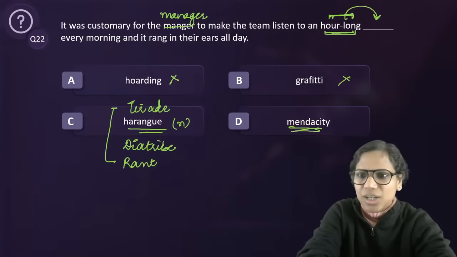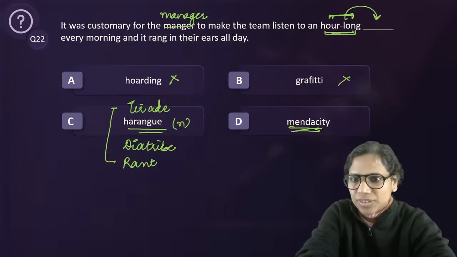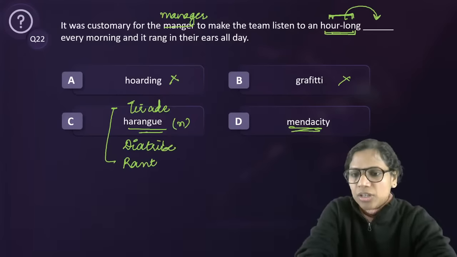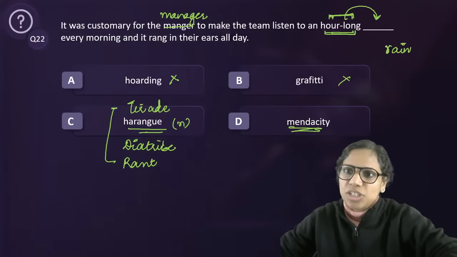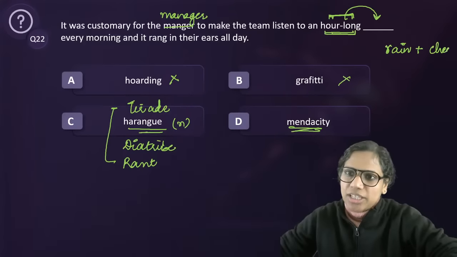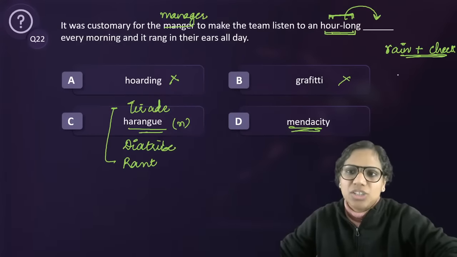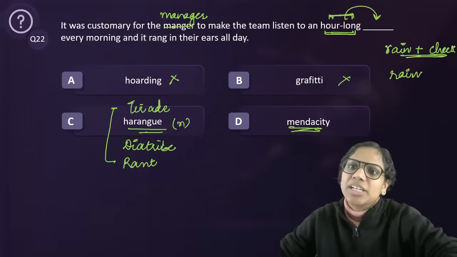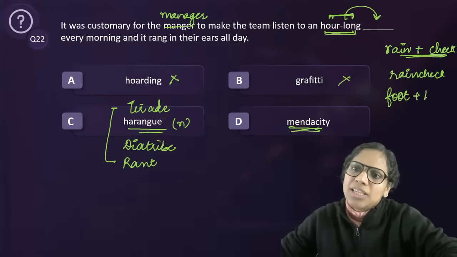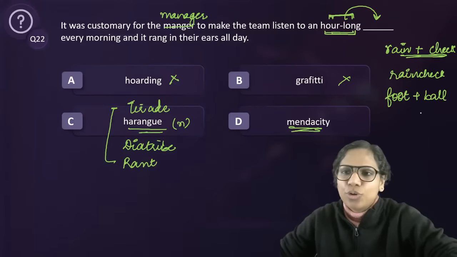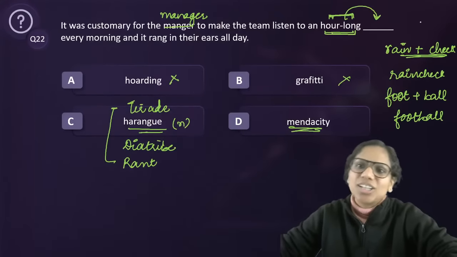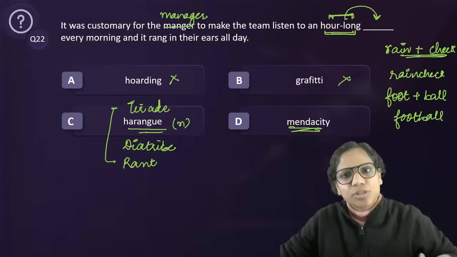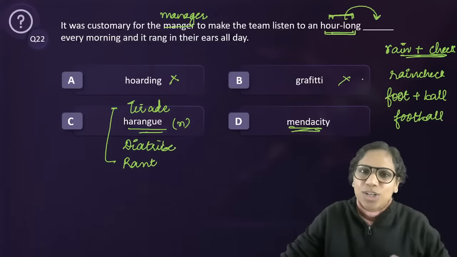So, what is mendacity? Basically, rain check comes from these two words, rain and check. They combined to form this word, rain check, and that's why it is a compound word. If I say football, foot plus ball, ball played using your foot, that's why football is also a compound word. Sunlight, sunshine, compound words. So that's the concept of compound words. They were asked in one of your slots in SNAP.